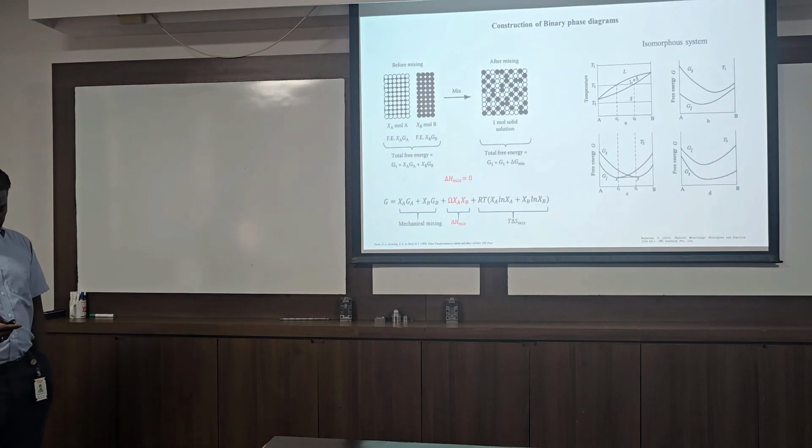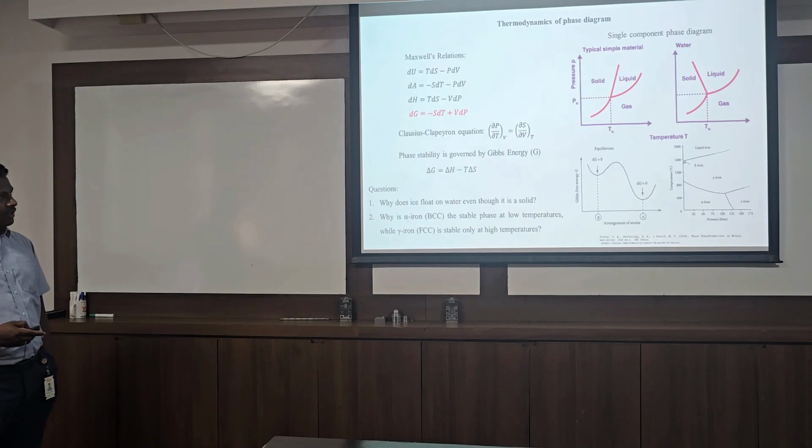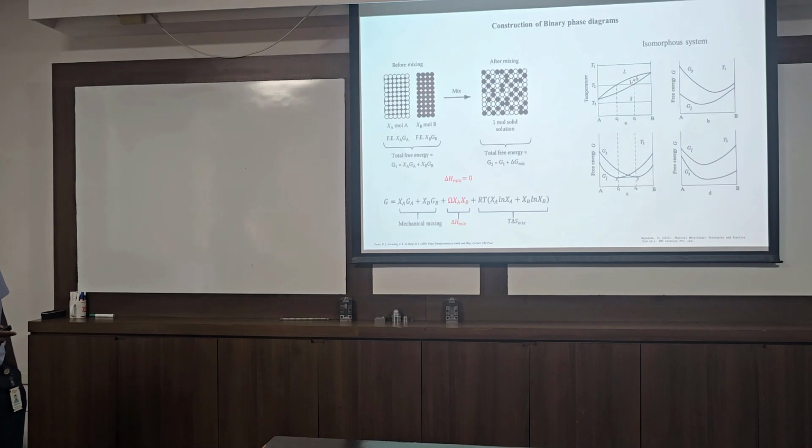So as of now, we have seen just a single component. That means I have taken only water, or some metal atoms, or only iron, and I see how the phases change when you change the temperature and pressure. Now I will go to the binary phase diagram, where you add different components. That means when you change the compositions, how the phase diagrams or boundaries will change.